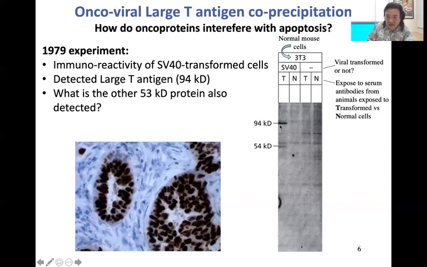So now you see the SV40 large T antigen protein at its expected 94 kilodaltons, and the nice control group that was not transformed. Even if you probe with serum that contains presumably antibody against the large T antigen, you don't see it. But you do see something else. Look down here. Researchers were surprised to see this other 53 kilodalton protein. This little mark is 54 kilodaltons, but you can see the band is a little bit smaller than that in the transformed cells. That wasn't showing up in the normal cells.